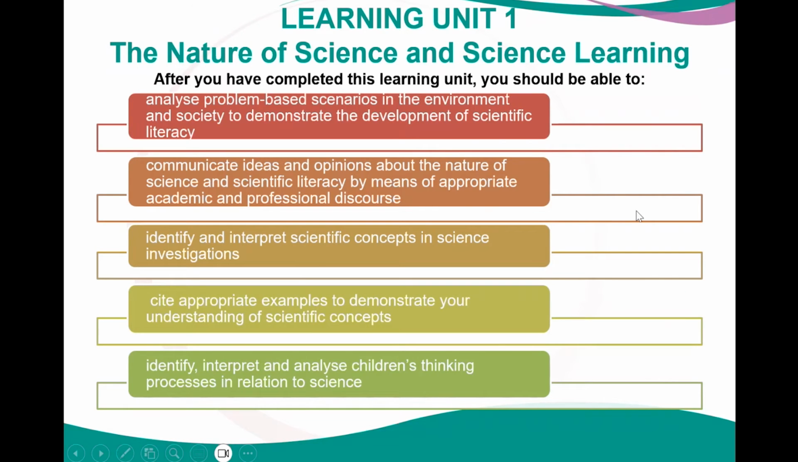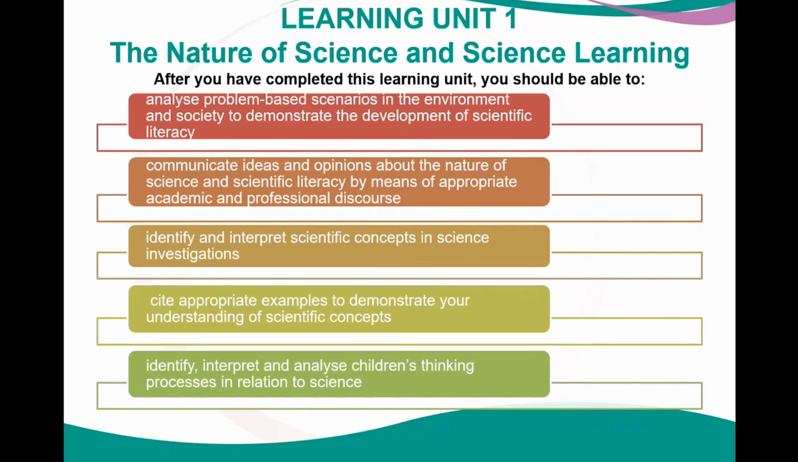Learning Unit 1 has outcomes that need to be achieved. After you have completed this learning unit, you should be able to analyze problem-based scenarios in the environment and society by demonstrating the development of scientific literacy in your learners, communicate ideas and opinions about the nature of science and scientific literacy by means of appropriate academic and professional discourse, and identify and interpret scientific concepts in science investigations. You also need to cite appropriate examples to demonstrate your understanding of scientific concepts and apply your content to different themes. So identify, interpret, and analyze children's thinking processes in relation to science.